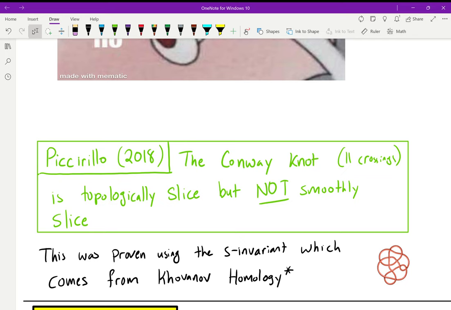Is it easy to show that it's topologically slice? How do they know? I don't know exactly how they show it's topologically slice. I was mostly focused on the part where they were checking if it was not smoothly slice. But one of the references I listed was Piccirillo's paper, and I think she addresses it in there. I think the way she does it is it's hard to do it with the Conway knot directly.